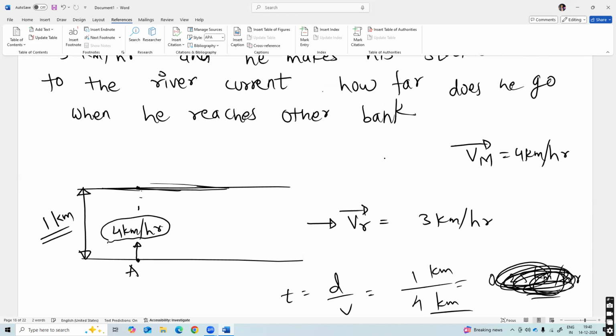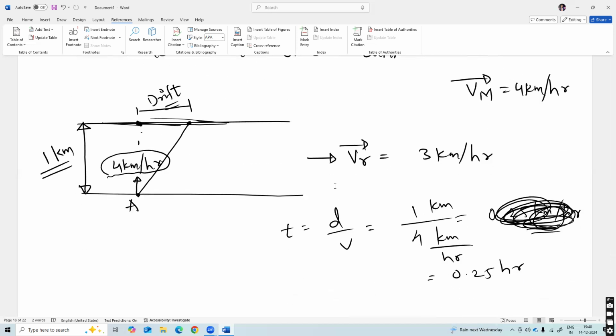The initial velocity was in the normal direction, but since the river is adding an x component of velocity, this man will go like this and reach at some point, this point. We have seen that this is known as the drift. They are asking us how much is the drift, how much distance the man has traveled from his initial target, because he was targeting to reach this point.